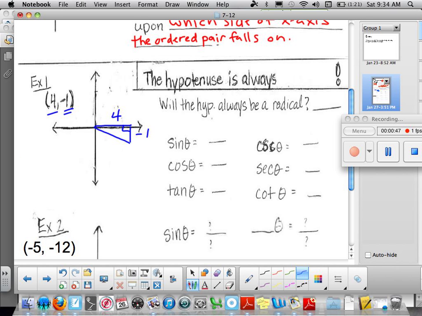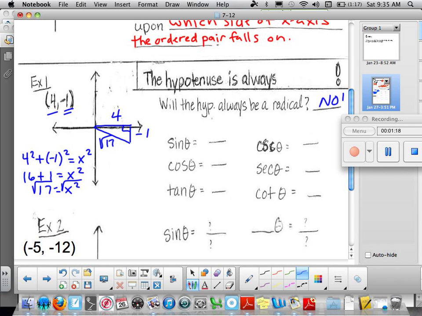So we're going to do 4 squared plus -1 squared equals x squared, or the hypotenuse squared. So we'll get 16 and 1, which gives us 17 equals x squared. And when we square root that, that will represent the length of the hypotenuse. Okay, so in this particular case, the hypotenuse had a radical, but this question at the top asks, will the hypotenuse always be a radical?